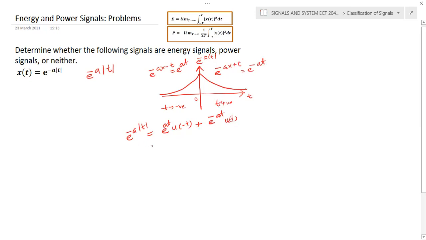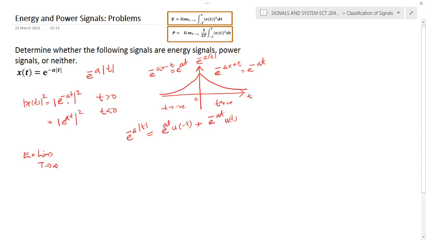You can expand this particular modulus sign by using the step signal equation. In order to calculate the energy, we need to use the formula limit T tending to infinity, and here also we need to write the modulus of x of t the whole square. So when t is greater than 0, the function magnitude is modulus e raised to minus at the whole square. When t is less than 0, the function magnitude is modulus e raised to at the whole square.